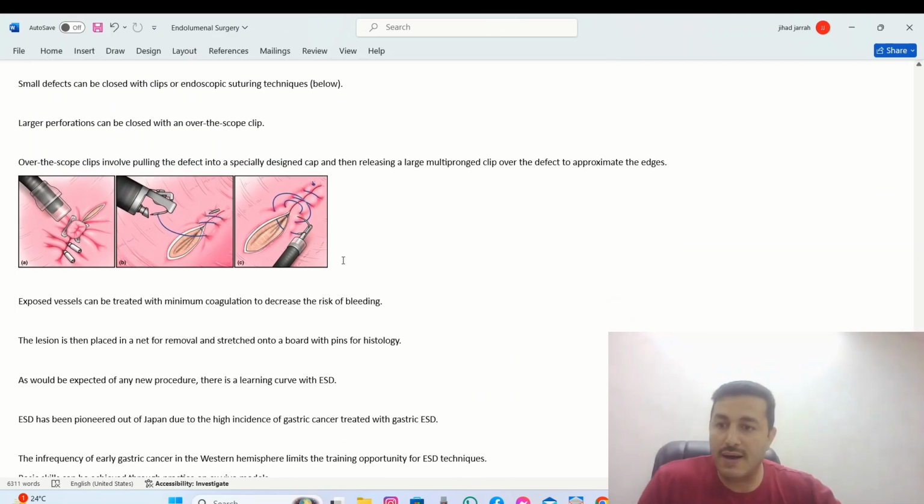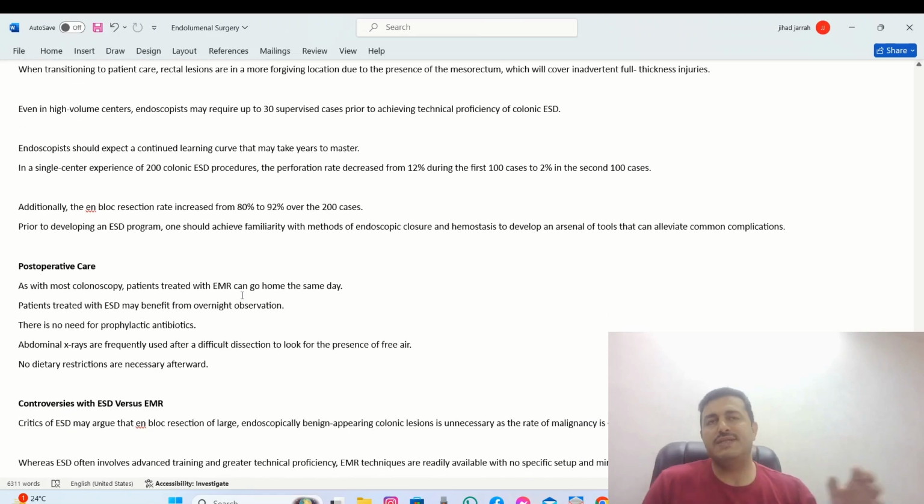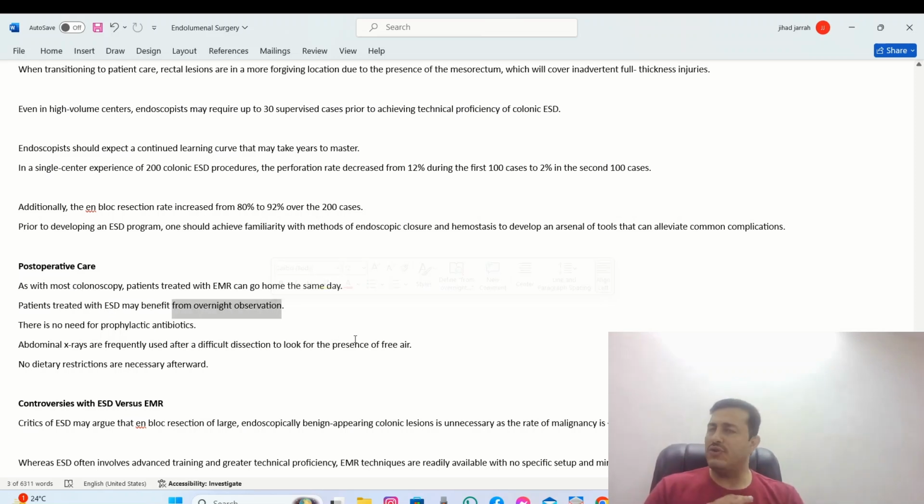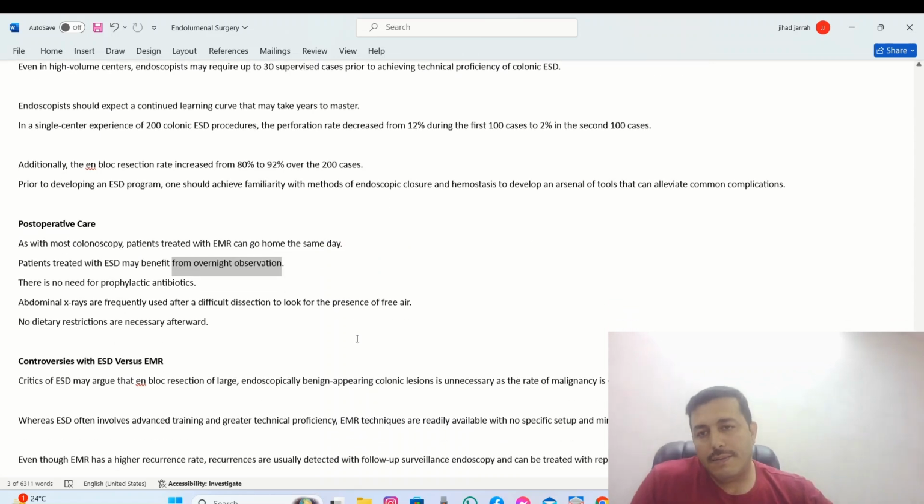Another thing is post-operative care. With endoscopic mucosal resection, the patient can be discharged home the same day, while with endoscopic submucosal dissection, overnight observation is preferable. No need for antibiotics, no need for any dietary restriction. The patient can resume their oral diet. No need for any x-ray unless there is a difficult procedure and suspected perforation.